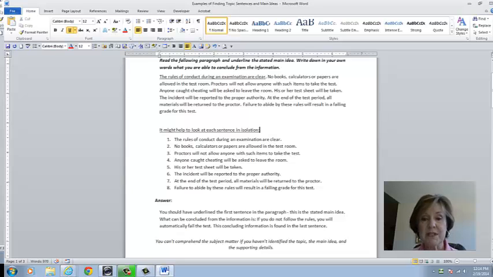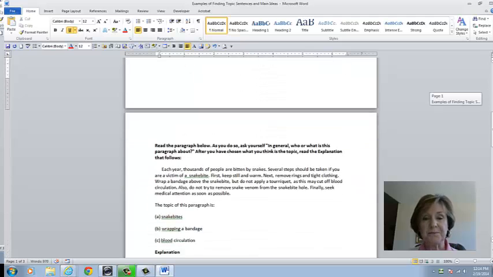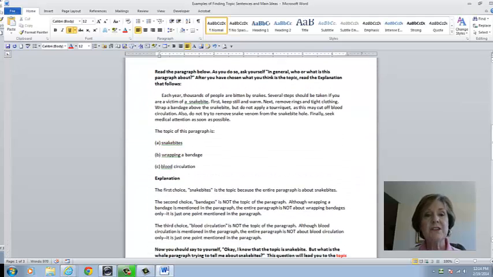The main idea is simple as that. So, let's look at the beginning of the paragraph, the middle of the paragraph, and the end of the paragraph. Each year, thousands of people are bitten by snakes. Several steps should be taken if you are a victim of a snake bite.